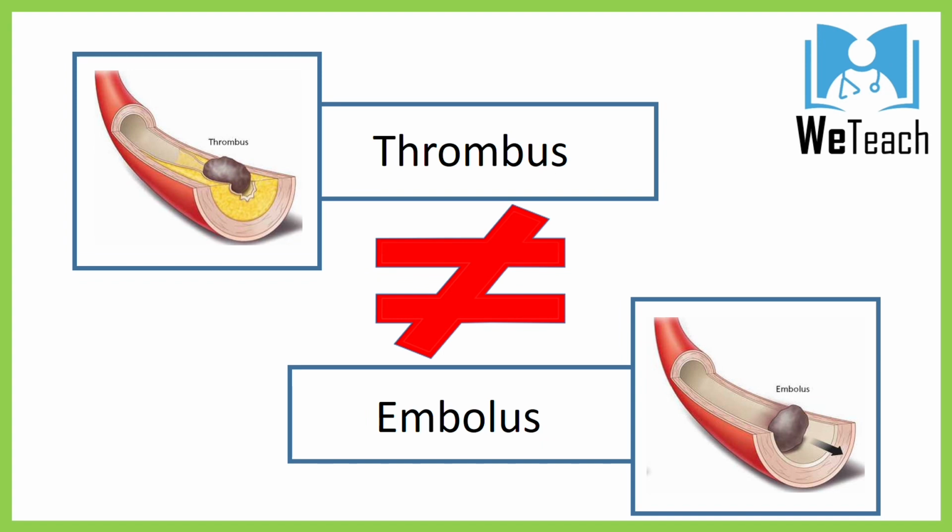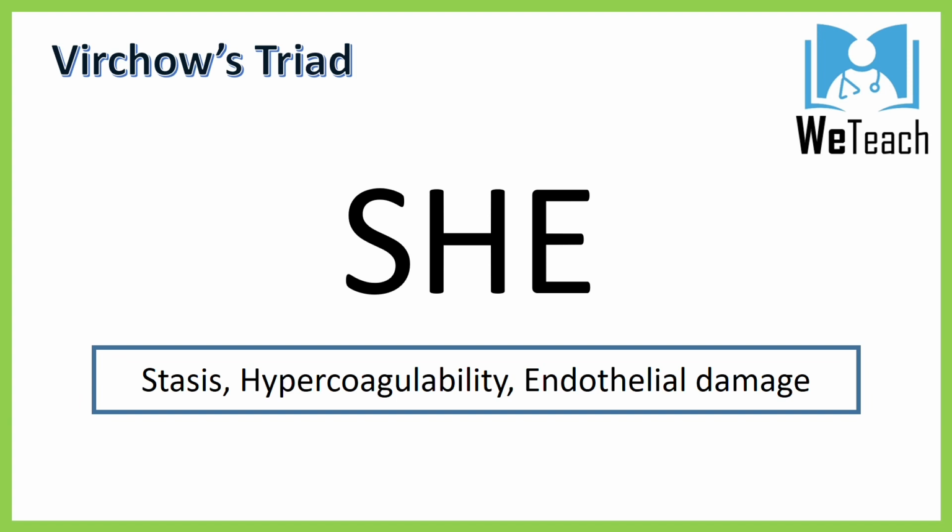Before we conclude, I want to leave you with a mnemonic that will help you remember the three factors of Virchow's triad. And that mnemonic is SHE. S stands for stasis, H for hypercoagulability, and E for endothelial damage. And these are the three factors of Virchow's triad. It's very important that you remember these factors and apply them in clinical practice.